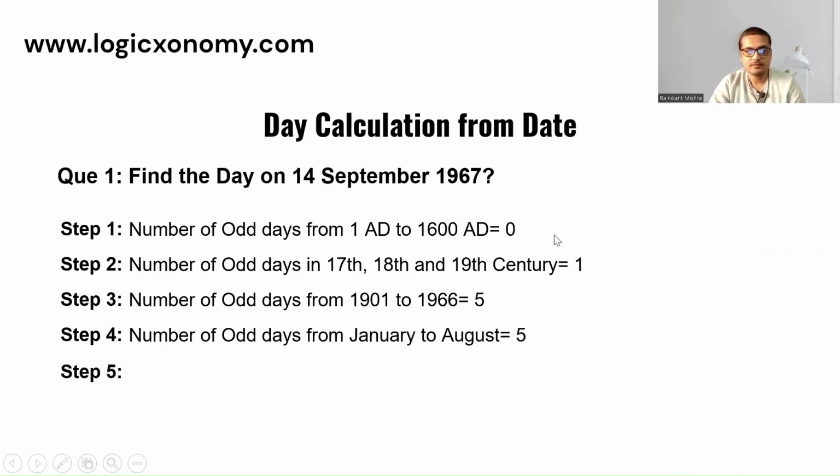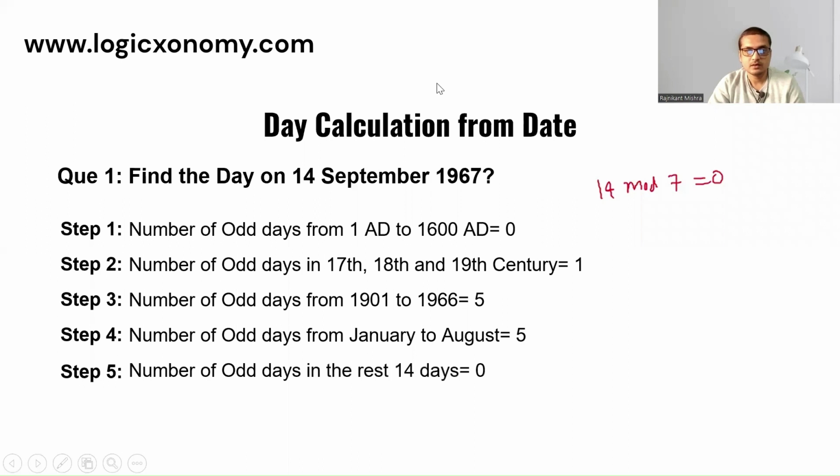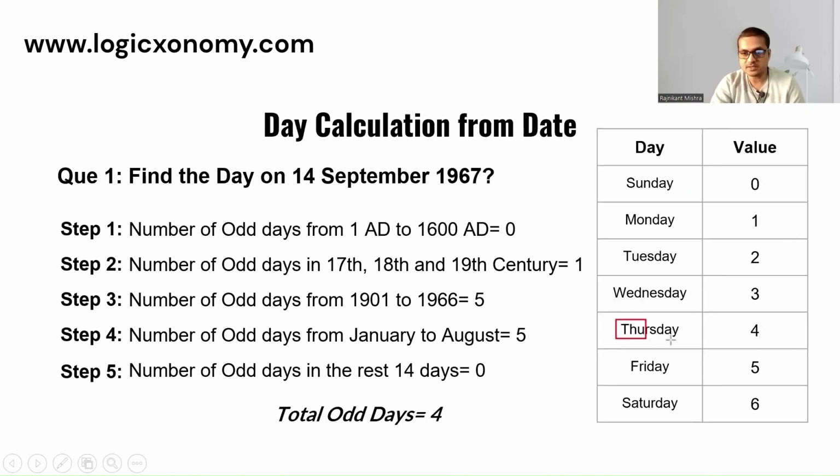Step number 5. Now we have to calculate the number of odd days in the rest 14 days of September. 14 mod 7 is equal to 0. Total number of odd days: 5 plus 5, 10, 10 plus 1 is equal to 11. 11 mod 7 is equal to 4. Here 4 represents Thursday. It means on 14 September 1967, there was Thursday.